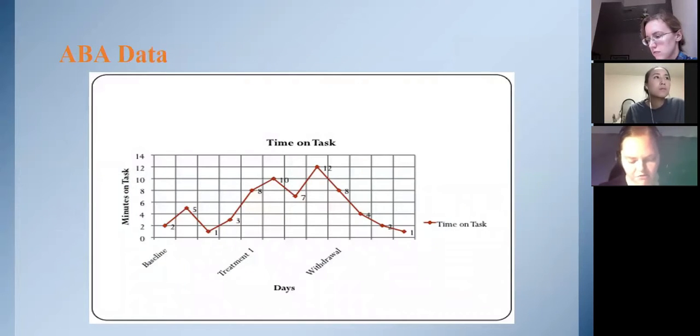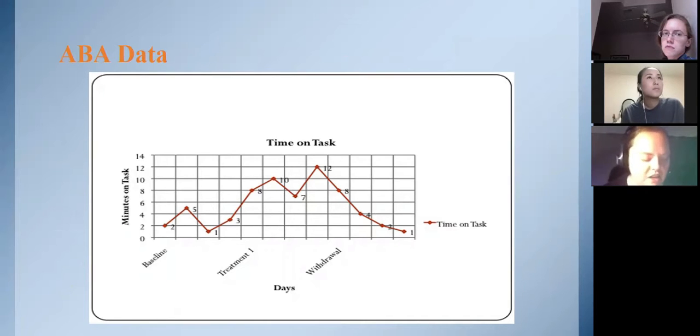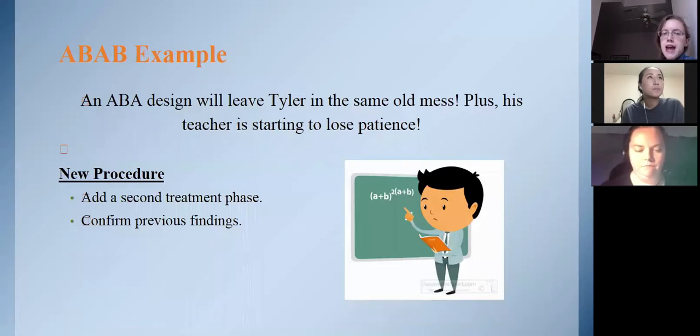And as you can see from the graph, the intervention was effective. Tyler's time on task began increasing immediately after the intervention, the 8-minute mark, and rose up to 12 minutes. Once the intervention was removed, his time on task dropped back to 8 minutes and then steadily fell to 1 minute. So the intervention worked. Yay! However, there's just one problem, which you have probably spotted already. An ABA design will leave Tyler in the same old mess. Plus, his teacher is starting to lose patience.